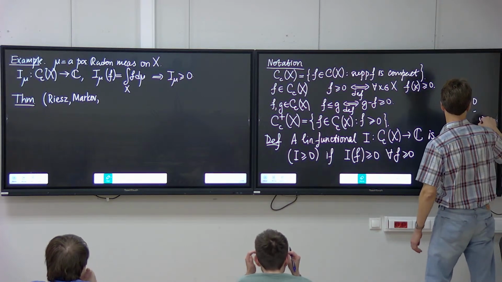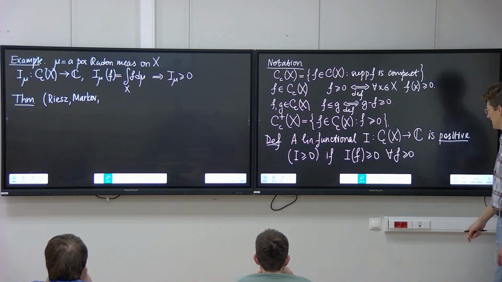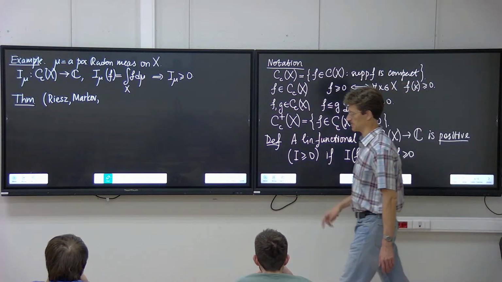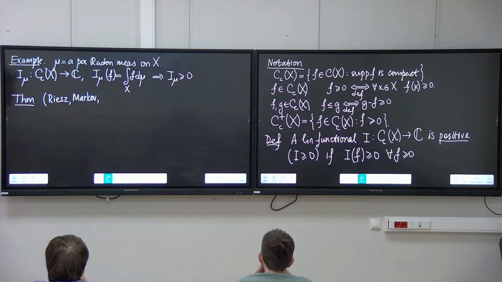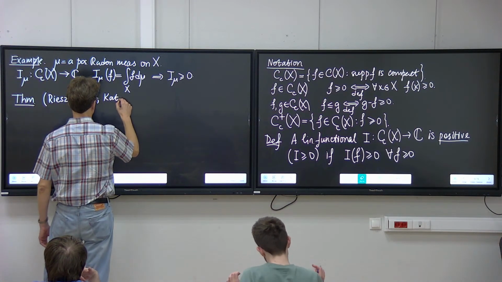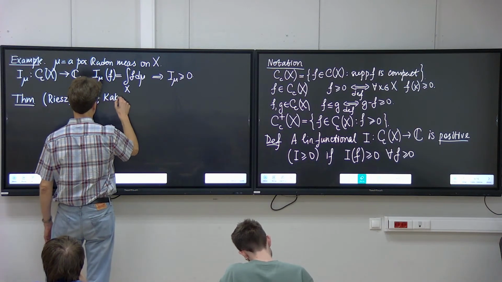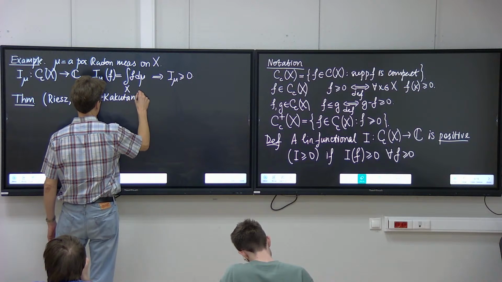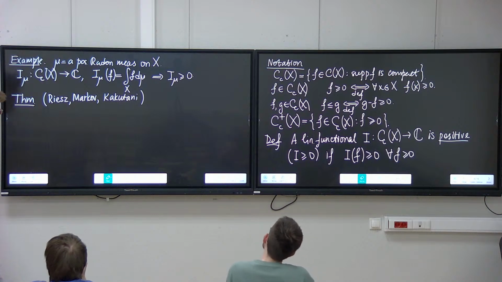So if it is complex, if its imaginary part is non-zero, then this condition fails. So of course we assume that it's real. Now there is the Markov-Kakutani theorem, which actually has a long history, and there are many other famous mathematicians who contributed to the proof of this result.